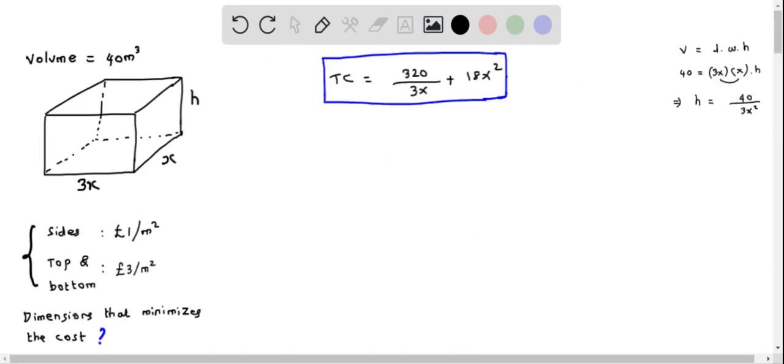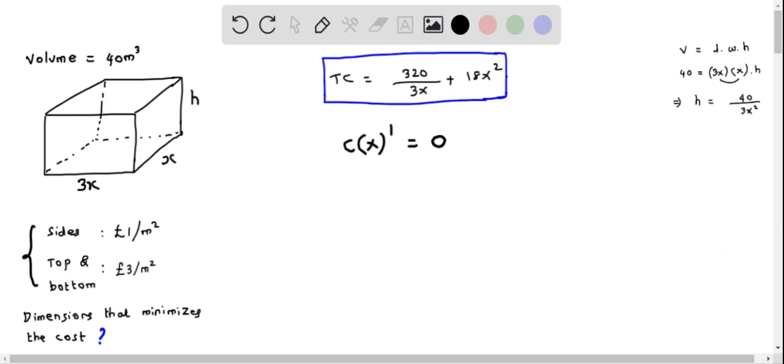We will now use the first and second derivative tests to determine the dimensions of the box such that the cost is minimized. Here we have the cost function. First we have to find the critical numbers of this cost function. We can find them by finding the derivative of this cost function and setting it equal to 0. Let's say this is TC of x, or we can simply say C of x. When the derivative equals 0, we get the critical numbers.